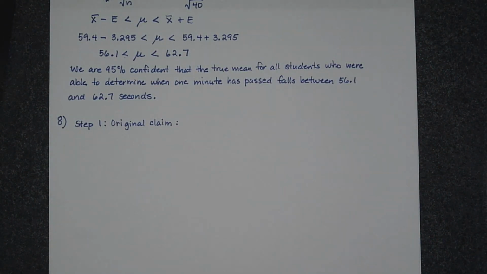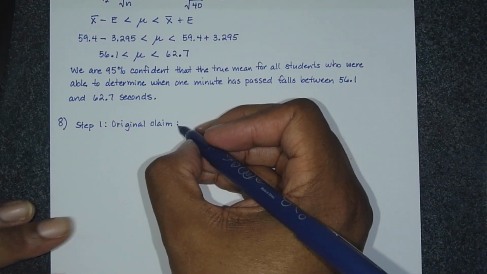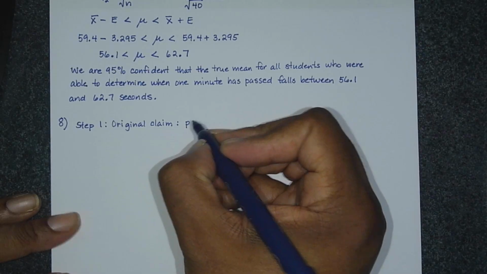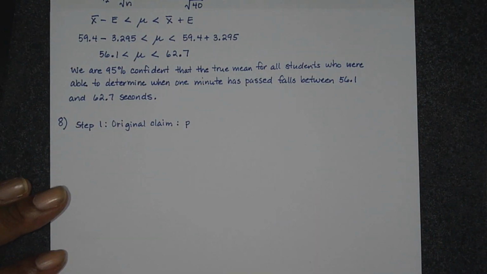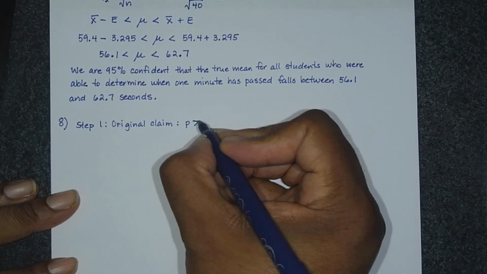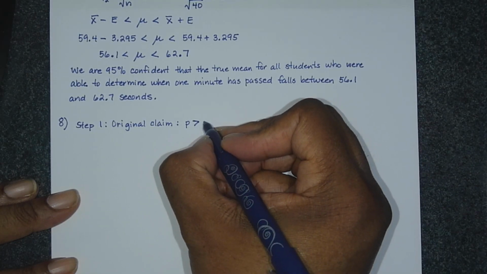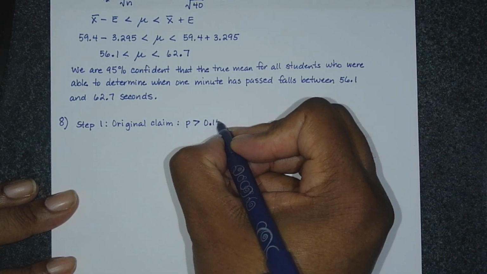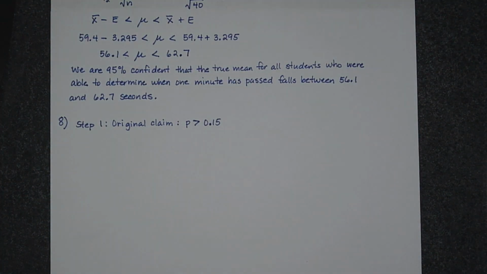All right, so in step number 1, we want to write the original claim in symbolic form. And the original claim states that more than 15% of households use email. We're dealing with a percent, so that means we have to use the lowercase p. And of course, it says more than, that means greater than. What's 15% as a decimal? 0.15. That's your original claim. P is greater than 0.15.